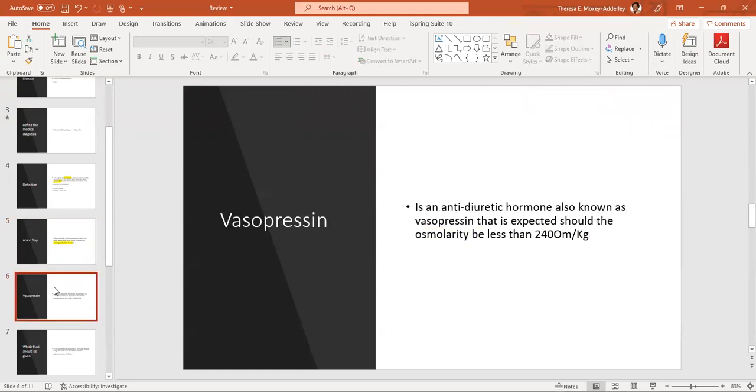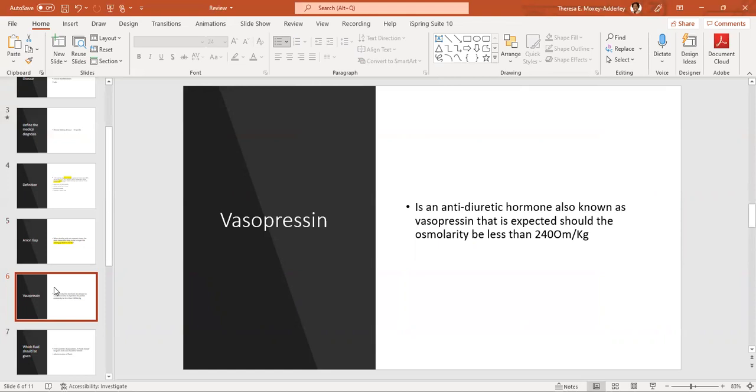Vasopressin was another response. This is a response I got from 4th year students. It is an antidiuretic hormone, also known as vasopressin. Yes, we know it's vasopressin. Okay. It is an antidiuretic hormone. That's the classification. That's what it is. That is expected should the osmolarity be less than 240?